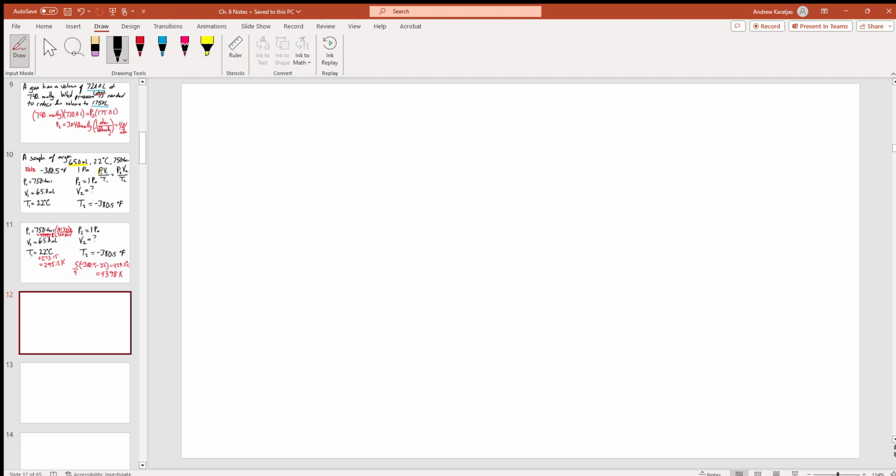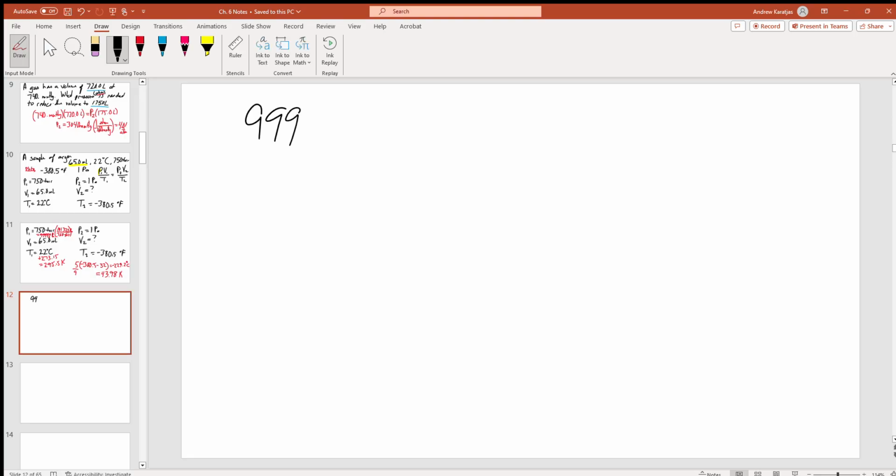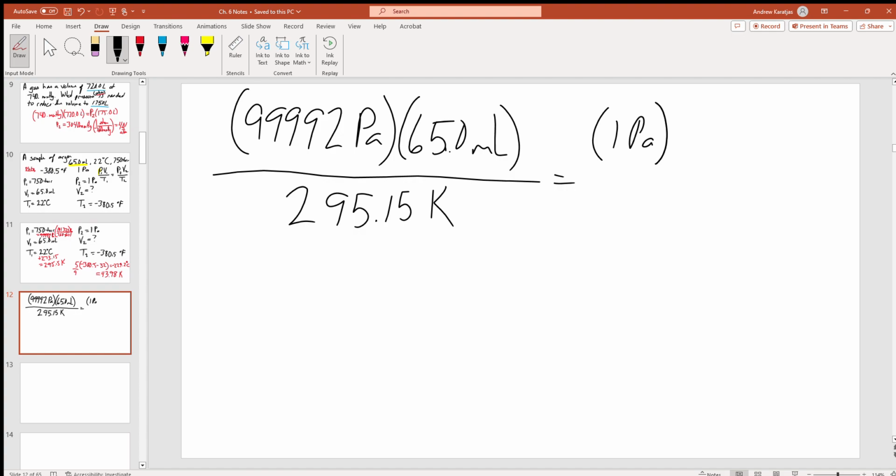So our P1, again, that's what we just calculated, times V1, 65 milliliters, over T1, is equal to P2 times V2, which is our unknown, over T2, 43.98 Kelvin. From here, we solve for V2.